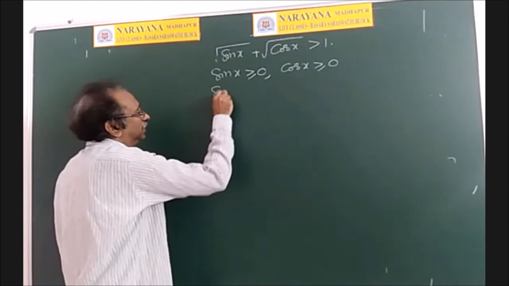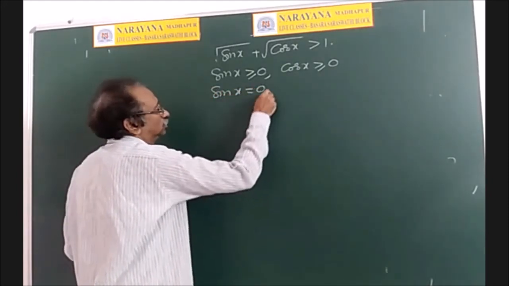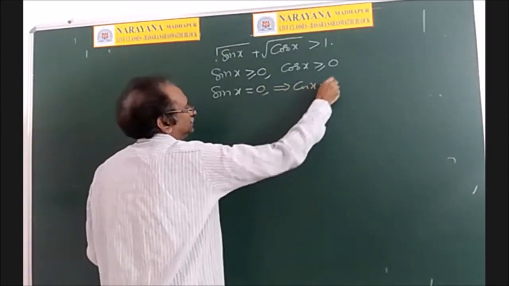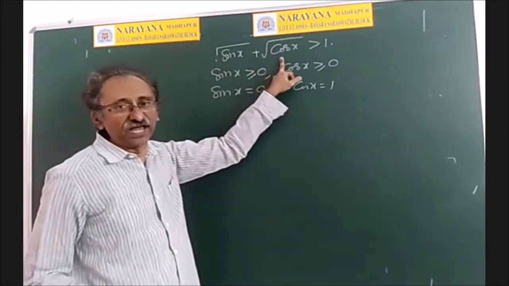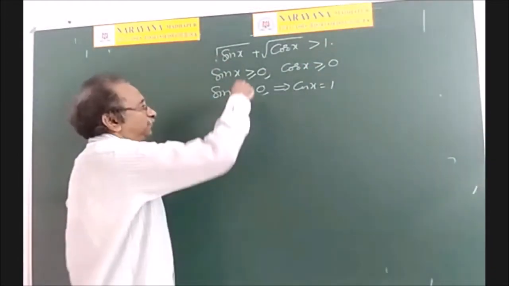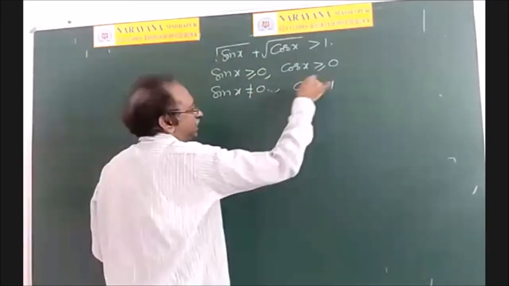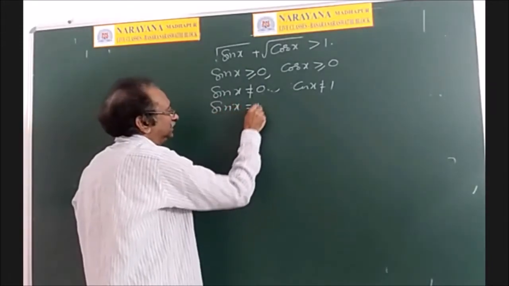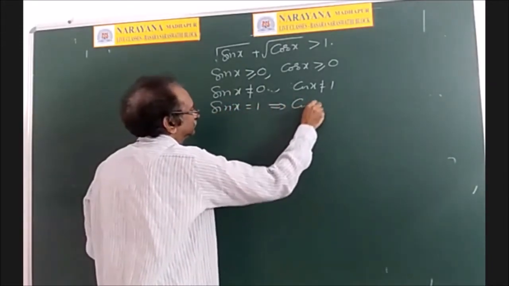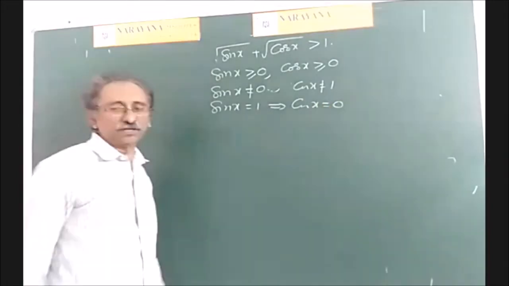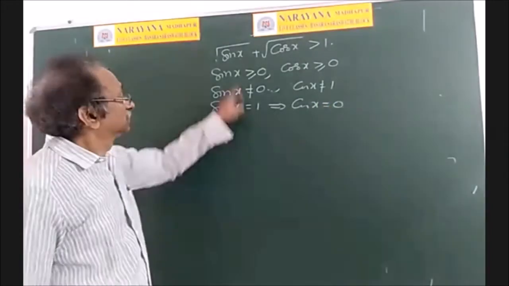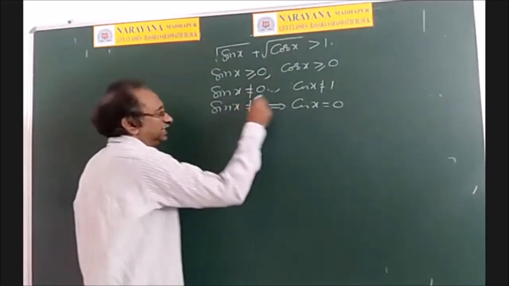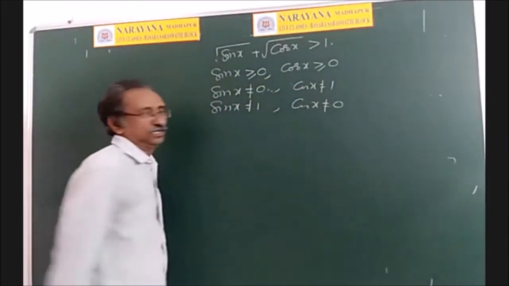Therefore, whenever sin x is equal to 0, you will get cos x is equal to 1. So 0 plus 1, 1. 1 cannot be greater than 1. Therefore, sin x is not equal to 0 and cos x not equal to 1. Similarly, whenever sin x is equal to 1, then cos x must be equal to 0 because sin square theta plus cos square theta is 1. But if you substitute these values, you will get 1 again, but not greater than 1. Therefore, sin x not equal to 1 and cos x not equal to 0.